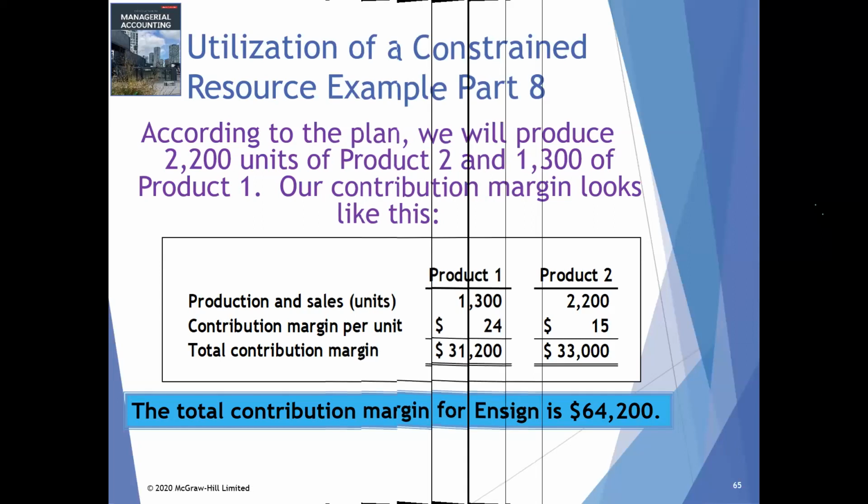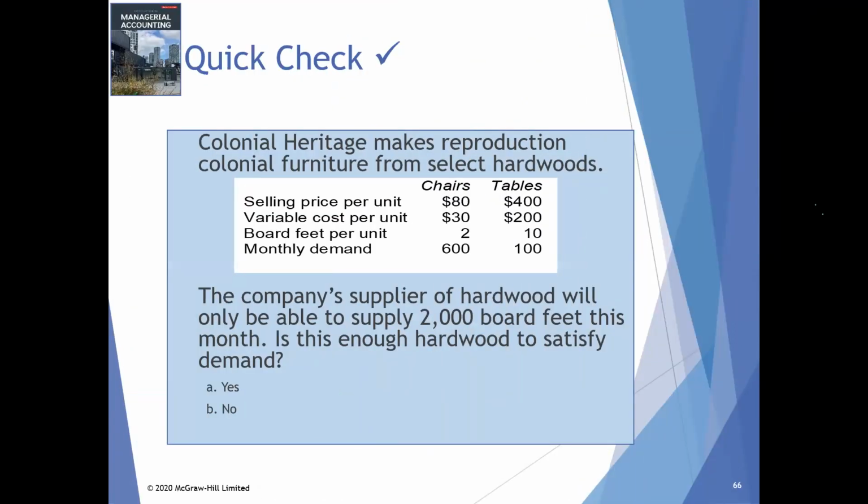Now we have a similar kind of example. We have a number of chairs and a number of tables, the variable cost per unit, board feet per unit, and monthly demand. All the information is available.